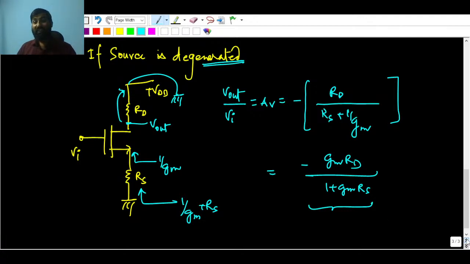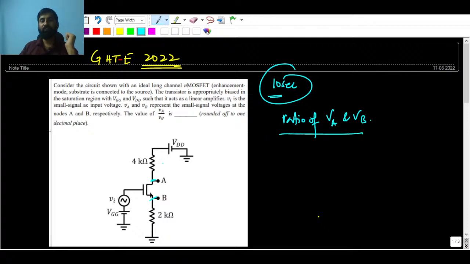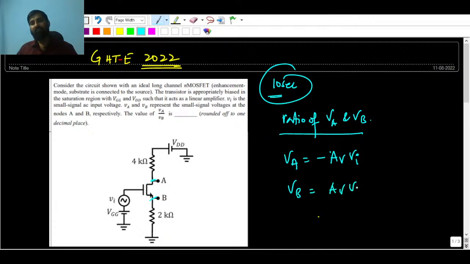Now let's get back to what they are asking. They are asking for the ratio of the small signal voltage at VA and the small signal voltage at VB. What is VA? VA is minus AV times VI, the input voltage, and VB will be AV times VI.